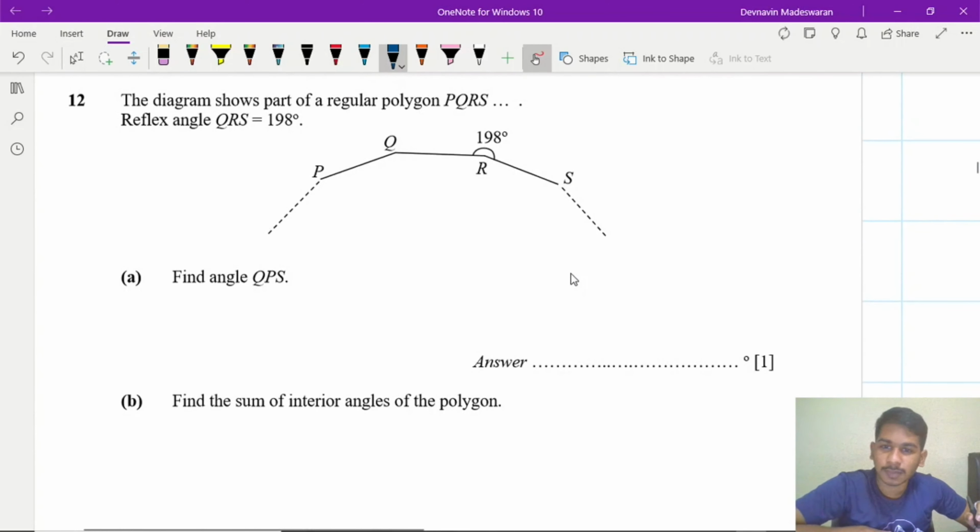Okay, a diagram shows part of a regular polygon. PQRS reflex angle of that much. Okay, find the angle QPS. Find this angle. Okay, how am I supposed to find that?